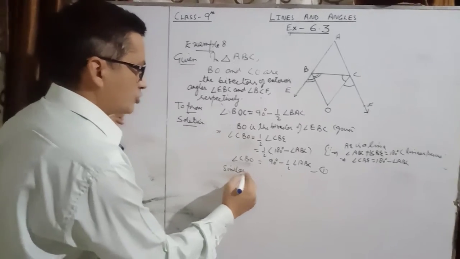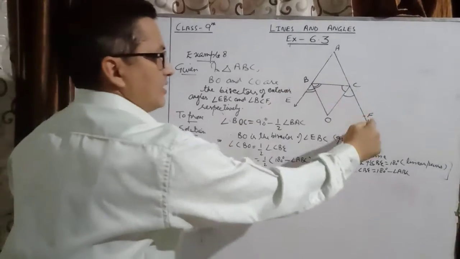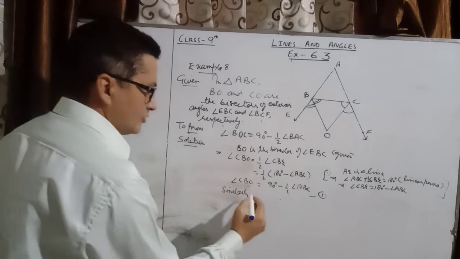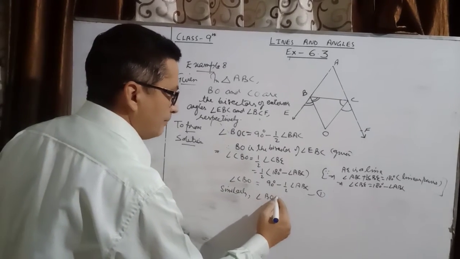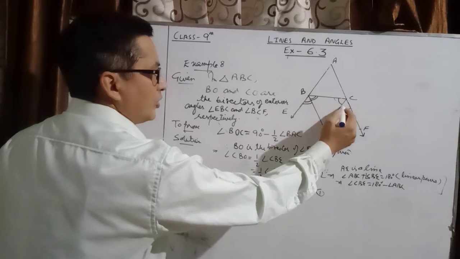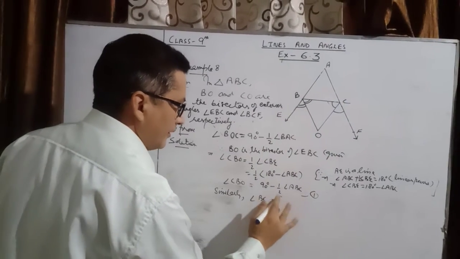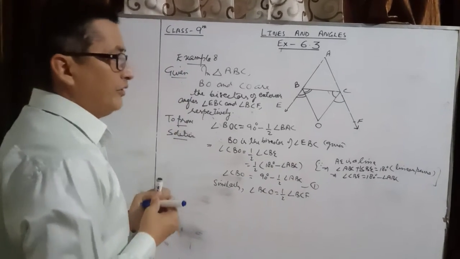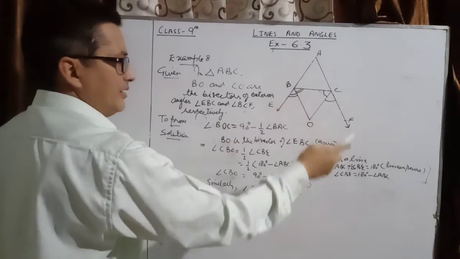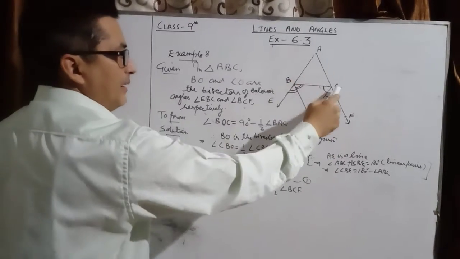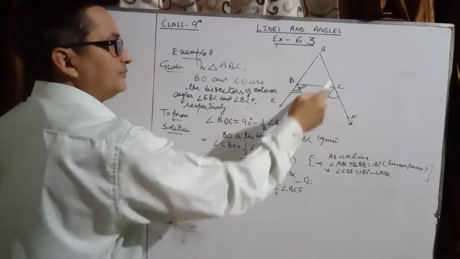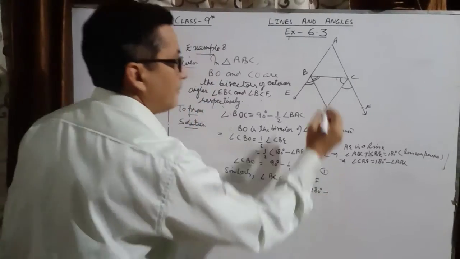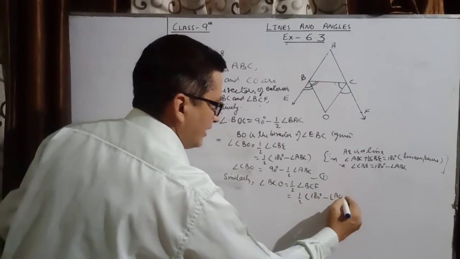Similarly, we can also prove the same in this side also. Again, CO is the bisector, therefore angle BCO क्या होगा? So we can write similarly angle BCO किसके इक्वल होगा? It is half of angle BCF. BCO is equal to half of angle BCF, and we know the relation between BCF and ACB. Just like this, BCF plus ACB 180 है, तो BCF किसके इक्वल होगा? 180 minus ACB. So in place of this, we can write 180 minus angle ACB.